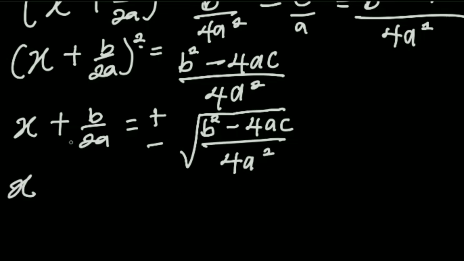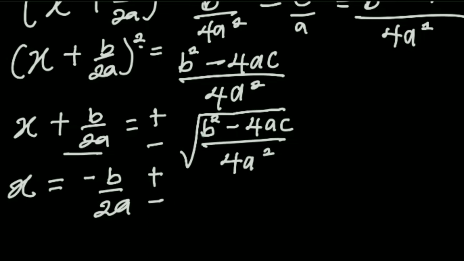So x, we're solving for this. This is plus b over 2a. When you take it to the right hand side, it becomes minus b over 2a. Don't forget we are solving for x. We want to get what the value of x is. And so we are taking this to the right hand side. We have plus or minus.